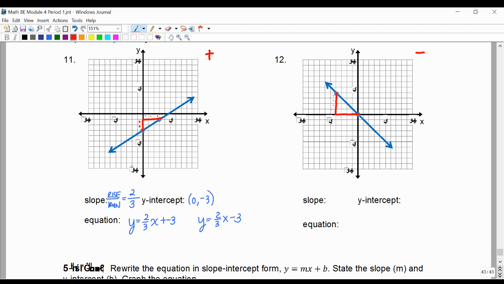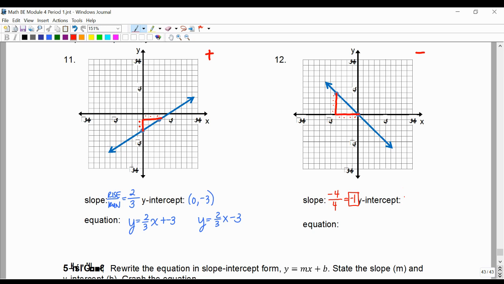So we are rising down 2. Before I even count the run, I stop there. Then I'm going to count the run. Oh, excuse me, it's actually down 4. And then we're going to run 4 units, which simplifies down to -1.